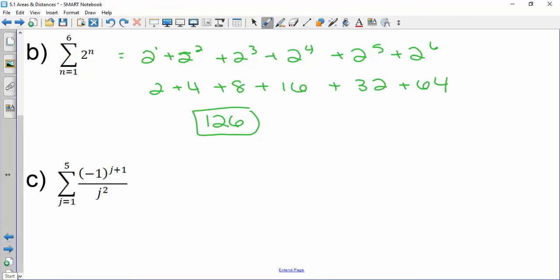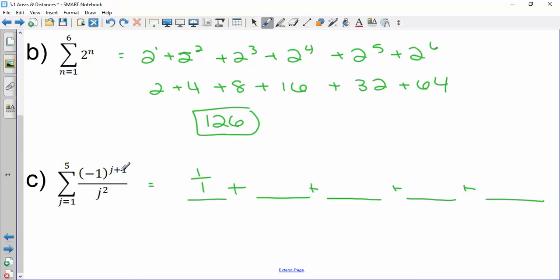The last one is a little more tricky. Sum from j equals 1 to 5 of -1 to the j plus 1 over j squared. Okay, so we're going to plug in 1, 2, 3, 4, 5. We're going to have 5 terms here. If I put in 1, 1 plus 1 is 2. What happens if you take a -1 and square it? It's a positive 1 over 1 squared, which is 1.